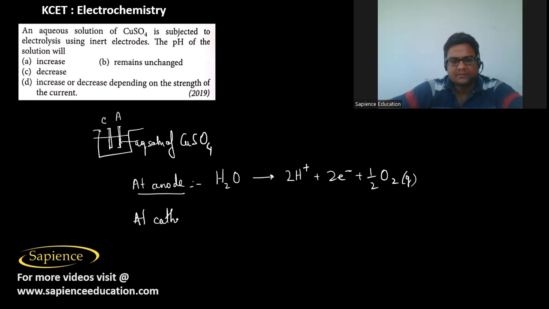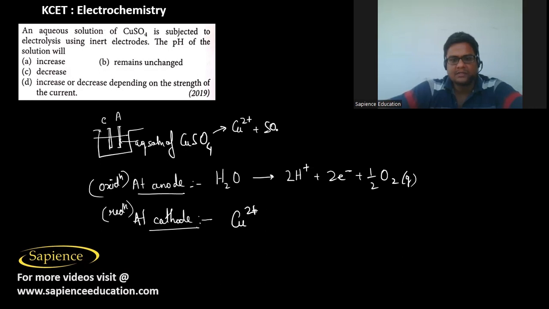Then at the cathode, reduction will take place. As we know that at cathode reduction takes place and at anode oxidation takes place. So at the cathode, the copper ions from copper sulfate, we will get Cu2 plus ions and sulfate ions. Now the copper ions will gain 2 electrons to form copper atoms. So copper will be deposited at the cathode and oxygen will be obtained at the anode.